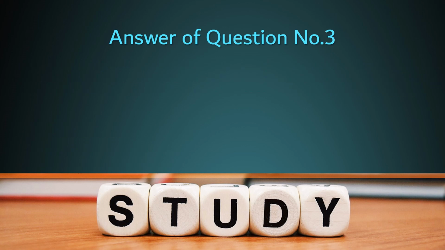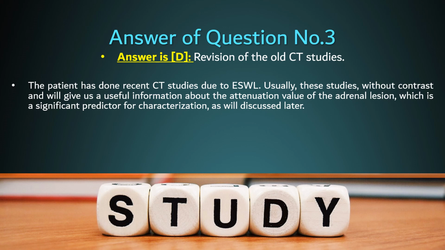The answer of this question is choice D, revision of the old CT studies. If we revise the case scenario, we'll find that the patient had recent CT studies within the last 2 weeks. And this is a useful point. We can use it because non-contrast CT can give us useful information about the attenuation value of a possible adrenal lesion if it is present. So, attenuation value on unenhanced CT is a significant predictor for adrenal lesion characterization, and we will discuss these points in the next cases.